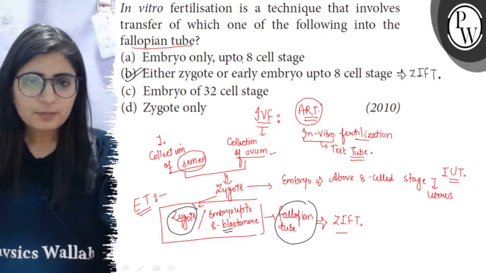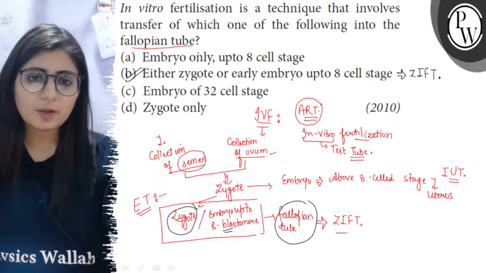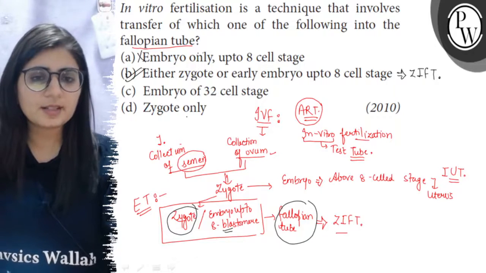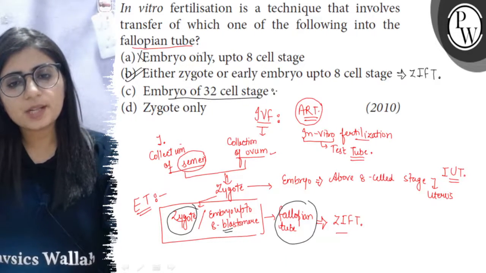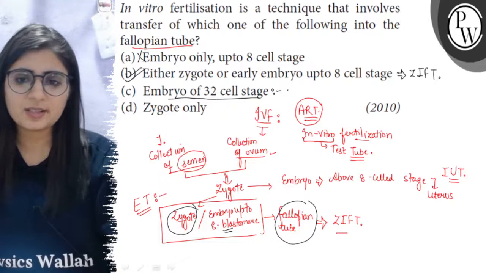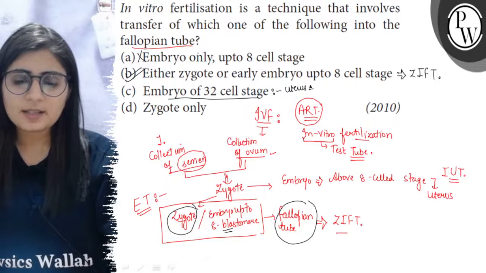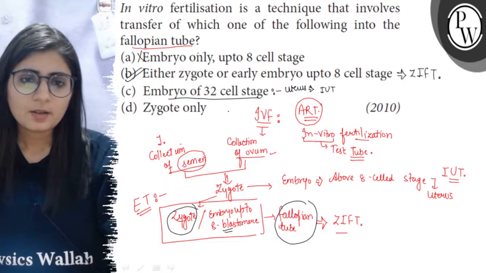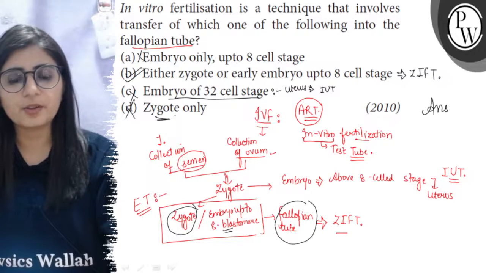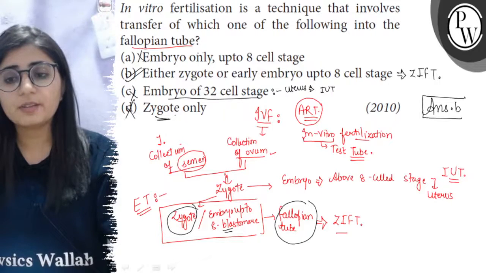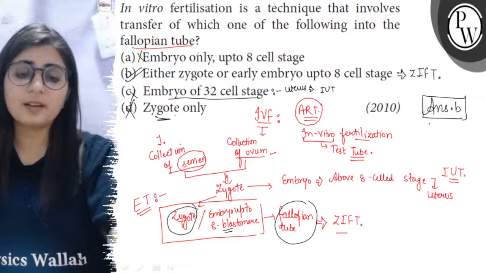The first option is correct, but the zygote can also be transferred, so it is discarded. If the embryo of 32 cell stage is to be transferred, at the blastocyst stage, then it is transferred directly into the uterus, and this technique is called IUT. Zygote only is also incorrect, because the embryo can also be transferred. So the only right option here is option B. It is our right answer. I hope this one is clear. All the best.